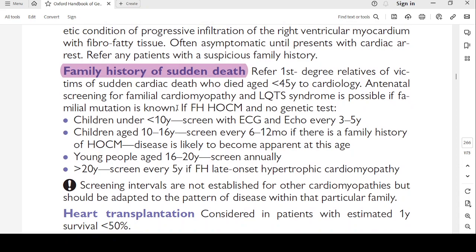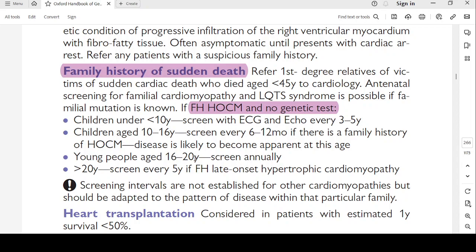If there is family history of familial HOCM and genetic testing has not been done or the mutation is not detected, then children under 10 years of age, you need to screen with an ECG and echo every 3 to 5 years. Children aged 10 to 16 years, screen every 6 to 12 months. And if there's family history of HOCM, disease is likely to become apparent at this age, that is 10 to 16 years.